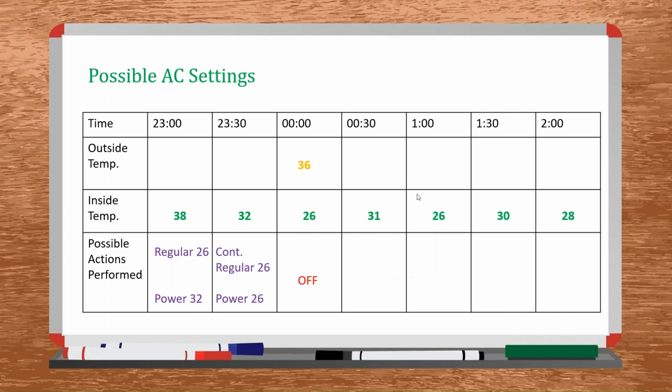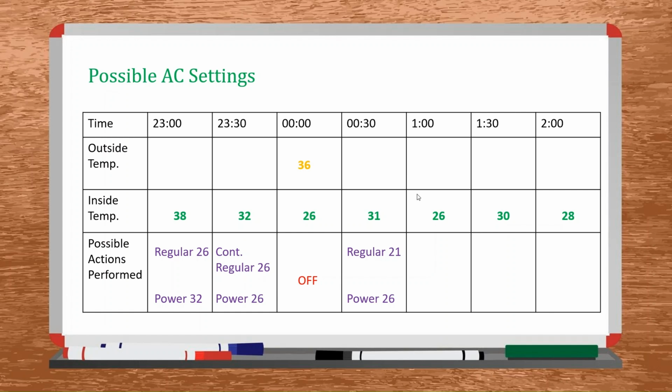Next, at 12:30 the temperature is 31 and at 1 a.m. the temperature is 26. So what different settings can we use to reach this temperature of 26? First, we can change the AC setting to regular 21, and another option is using it at power 26. Once the AC is at power 26, within half an hour this will reach the temperature of 26, or if the AC is on regular 21, that will also change it to 26 at 1 a.m.